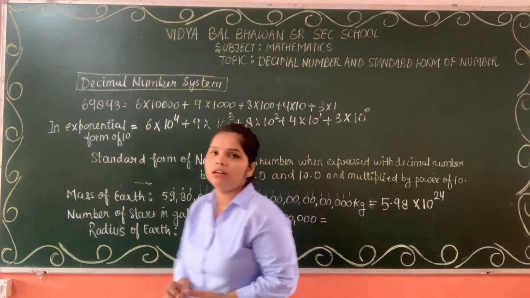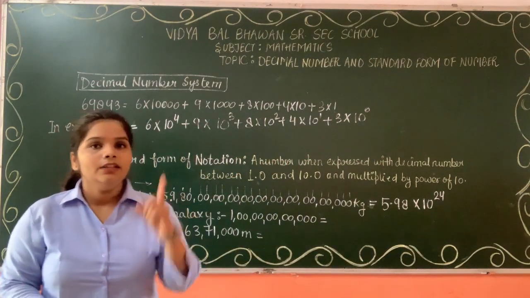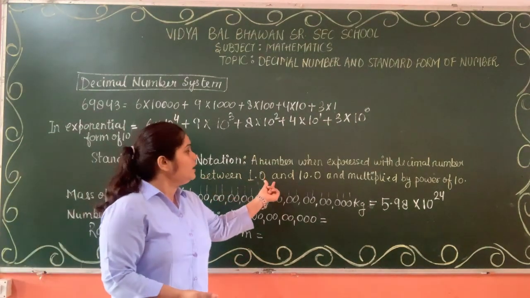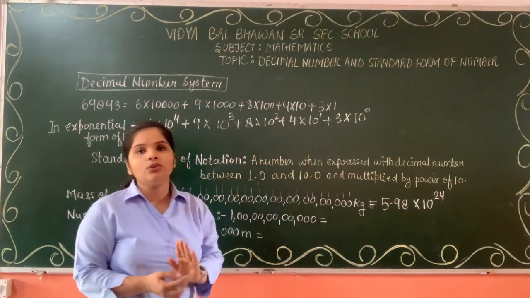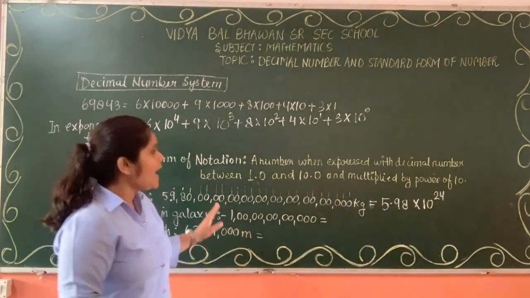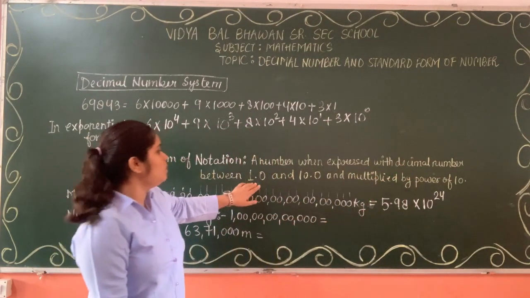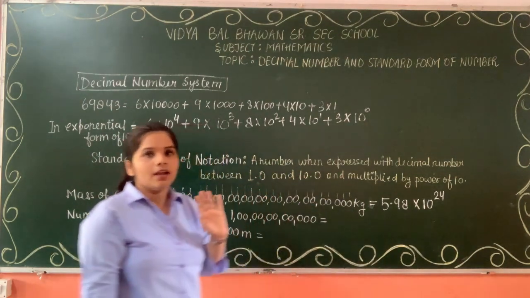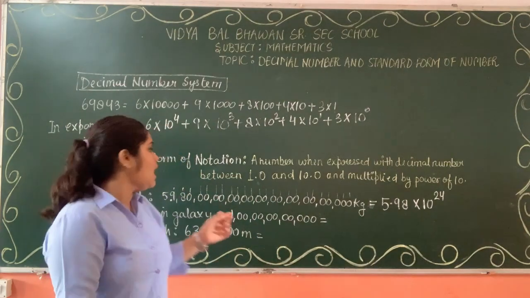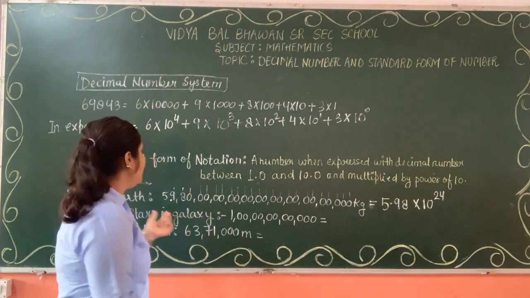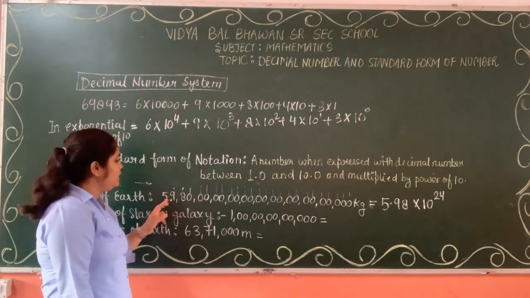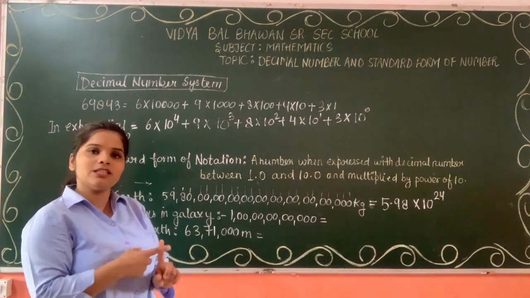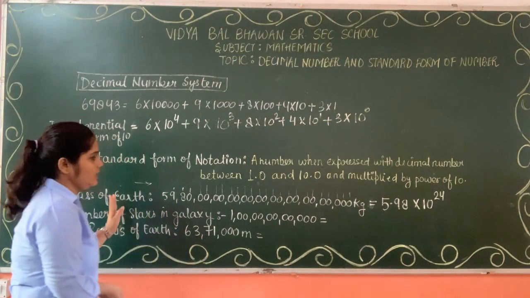This is the standard form of any number. You need to represent any bigger number in between 1 and 10. You have to represent any larger number as a decimal number between 1 and 10. After that, multiply it with the power of 10. What power we have to write depends on the number of digits after the decimal. It is fixed that the decimal has to be placed just after the first digit from the left side.